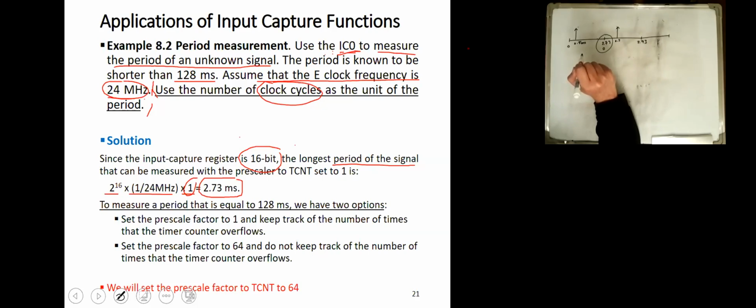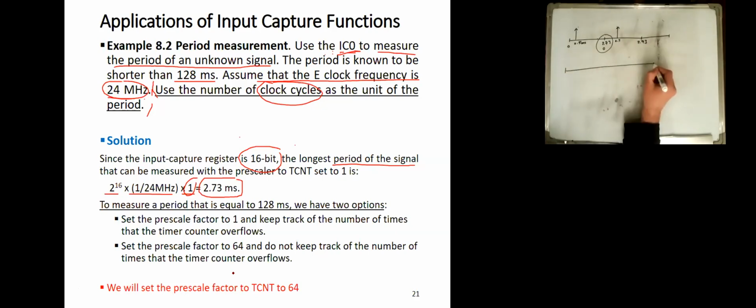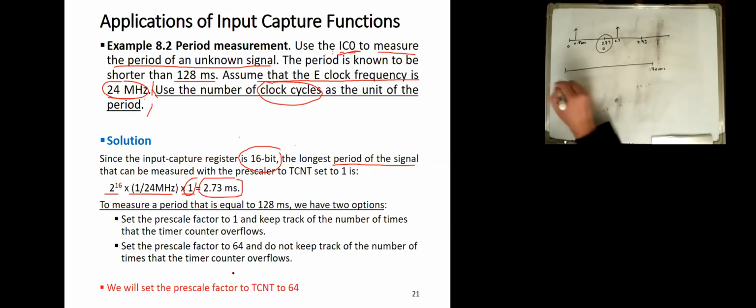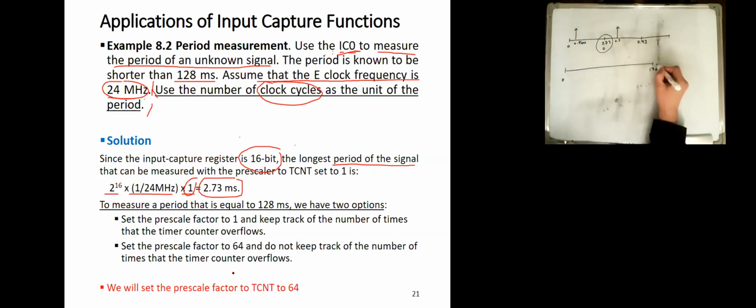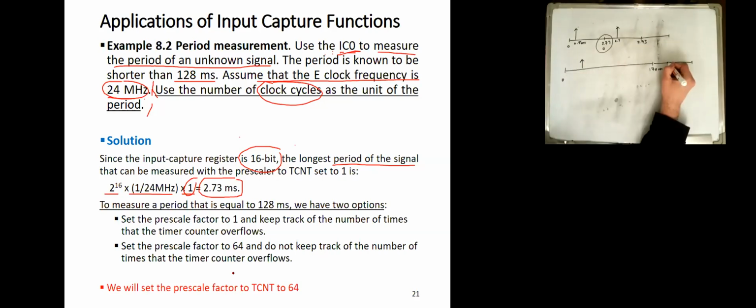Now, instead of having a counter, what he did here was to extend the overflow period to the closest value to 128. So he chose the prescaler of 64. 64 times 2.73 should be something like around 170 milliseconds. So what will happen here is, if you receive the edge here and the edge here, you don't have to count how many times the counter has overflowed.